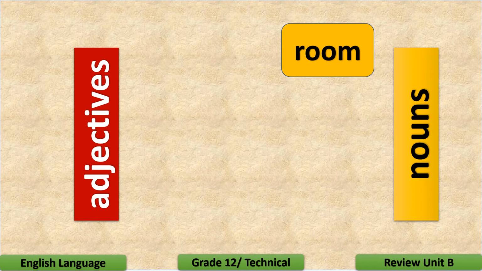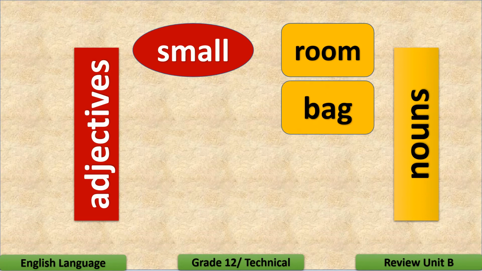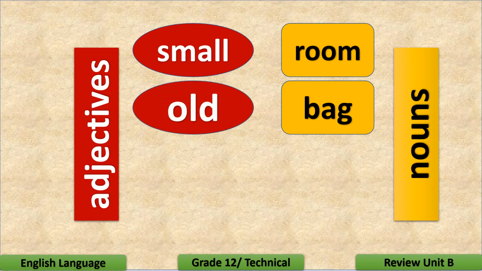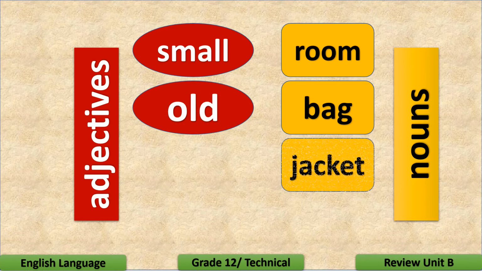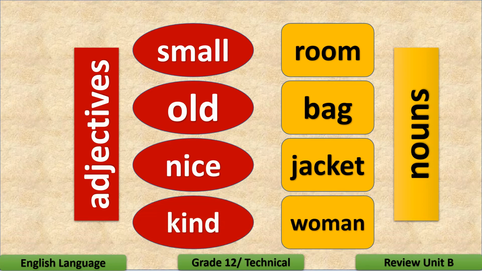We have the noun room, and we can describe it as small room. Bag, we describe it as old bag. Jacket, nice jacket. And woman, kind woman.